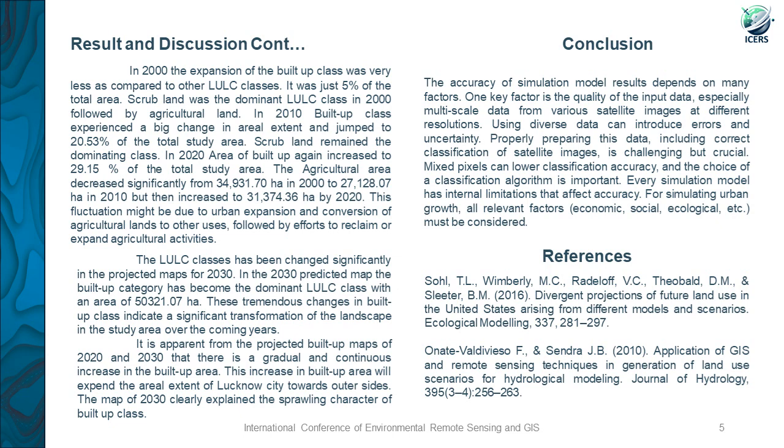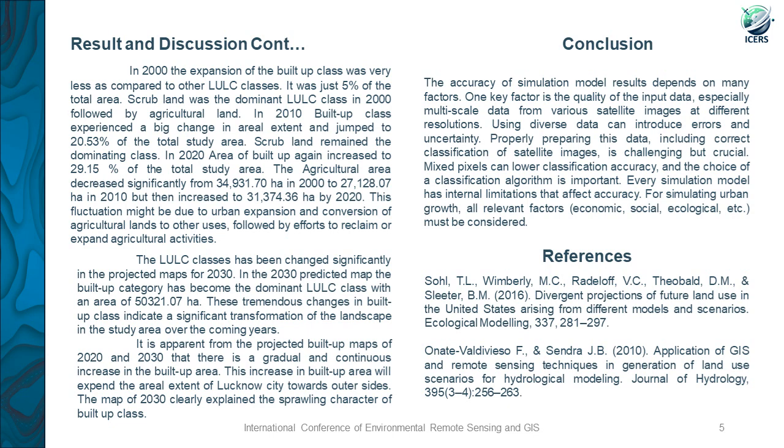The agricultural area decreased significantly from 34,931.70 hectares in 2000 to 27,128.07 hectares in 2010, but then increased to 31,374.36 hectares by 2020. This fluctuation might be due to urban expansion and conversion of agricultural lands to other uses, followed by efforts to reclaim or expand agricultural activities.